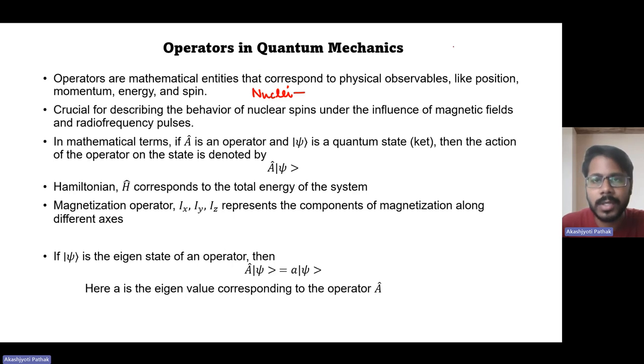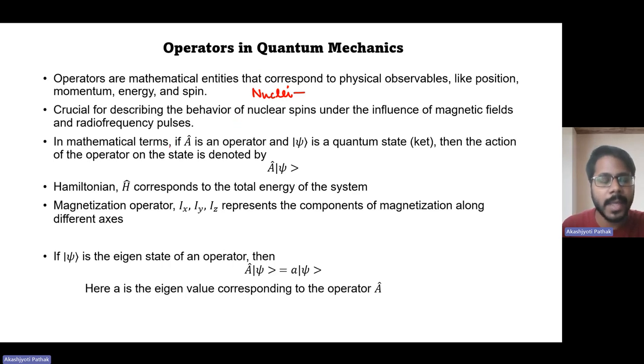In NMR spectroscopy, the basic concept is that nuclei is placed in an external magnetic field, and an RF pulse is applied. In presence of these magnetic field and radio frequency pulses, if we want to measure quantities like what is the energy level in which the nuclei is present, what is the angular momentum that is associated with it because of the nuclear spin, and what is the position, such things can be described if we understand the concept of operator.